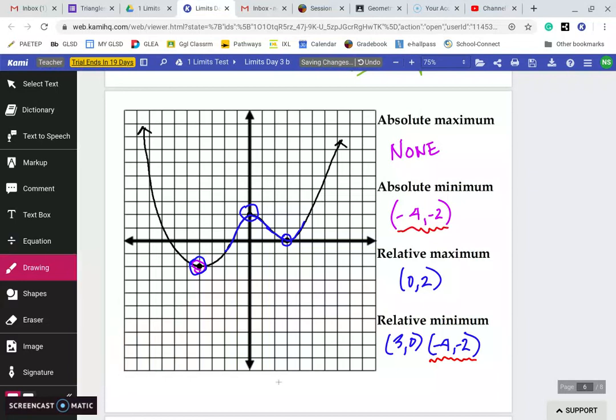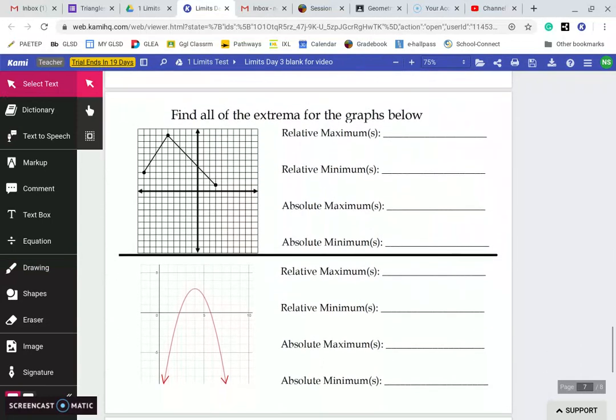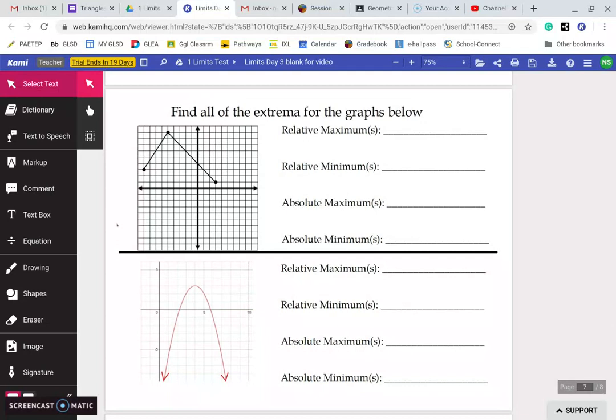Okay, and sometimes you'll hear the absolutes be called global maximums and global minimums. And sometimes you'll hear the relatives be called local. So local maxes and mins versus global maxes and mins. So if you go on Khan Academy or something like that, you might hear those other terms. But for our class, we're always going to use absolute and relative. So for these, if you want to pause the video, try them on your own, you certainly can, or you can just keep following along.